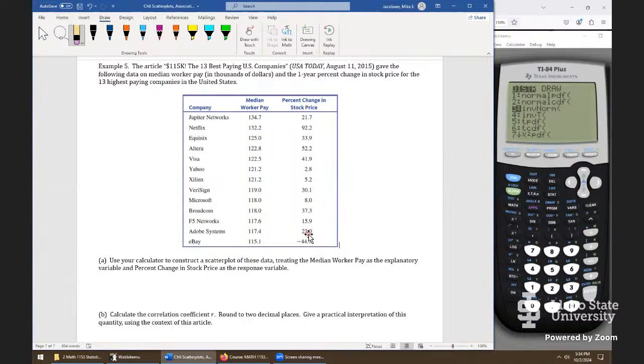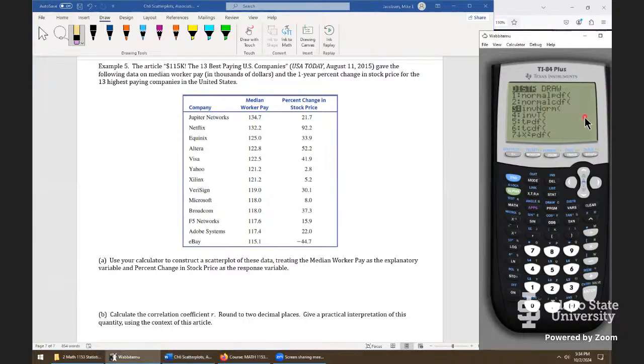Okay, so let's get started. It says, use your calculator to construct a scatter plot of these data. Again, on a real exam, I'm just going to show you the scatter plot, so there's not as much worry there, but let's still do this anyways, just for the sake of helping out with the homework.